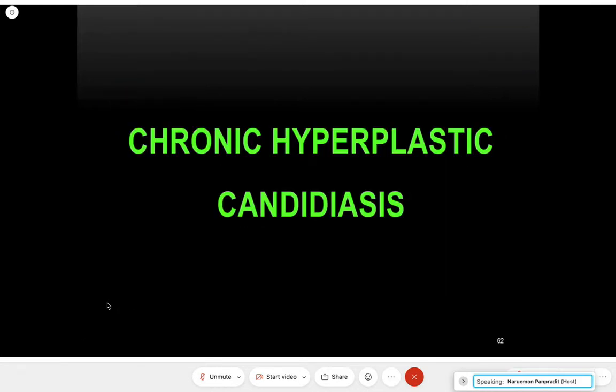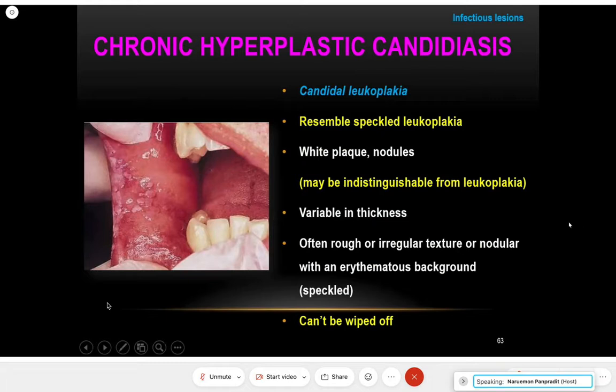Okay, that's all about the treatment of pseudomembranous and erythematous candidiasis. Next, I will talk about chronic hyperplastic candidiasis. Chronic hyperplastic candidiasis is very rare in your lifestyle; we tend to see this lesion less. Another name is candidal leukoplakia, because it looks like speckled leukoplakia or erythroleukoplakia. Can you see in the picture the white plaque and the red surface?